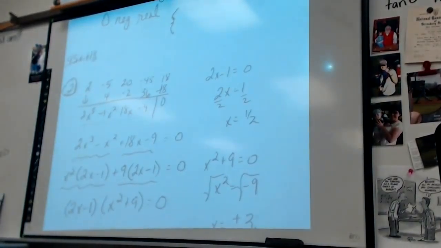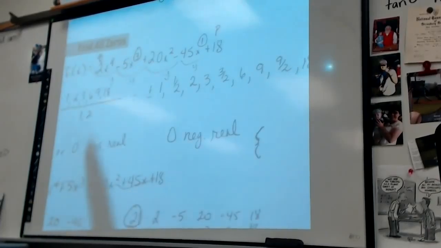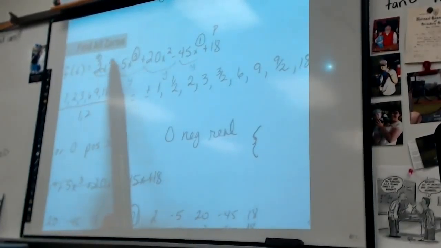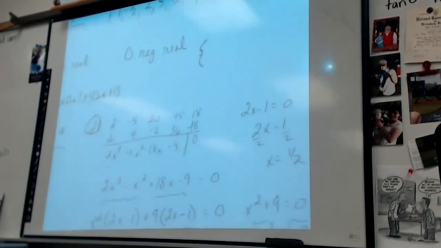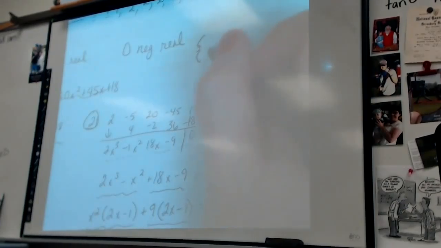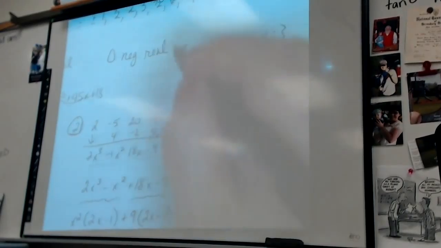So do we have all of our answers? How many should we have? Remember, the number of zeros is the same as the degree of the original function. So it's a 4th degree function, so there should be 4. Do we have 4? Yes. What are they? 2, 1/2, 3i, and negative 3i.